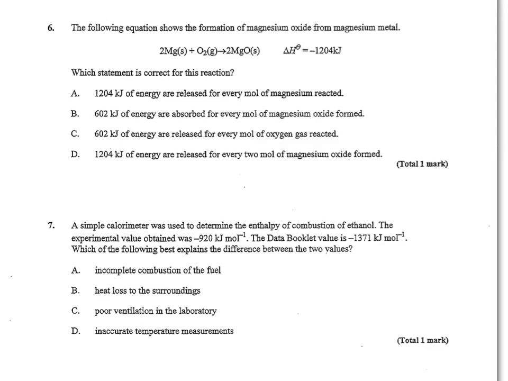The following equation shows the formation of magnesium oxide, and you'll notice this is negative 1204 kilojoules, so that's kilojoules per 2 moles of magnesium, 1 mole of oxygen, or 2 moles of magnesium oxide.